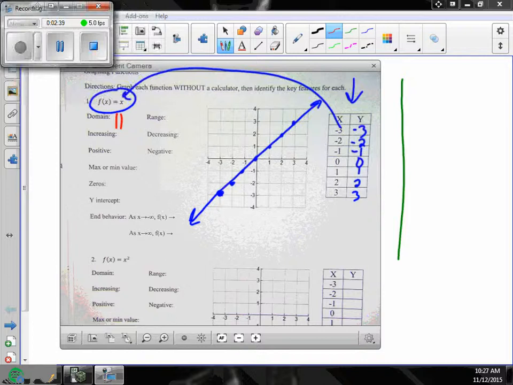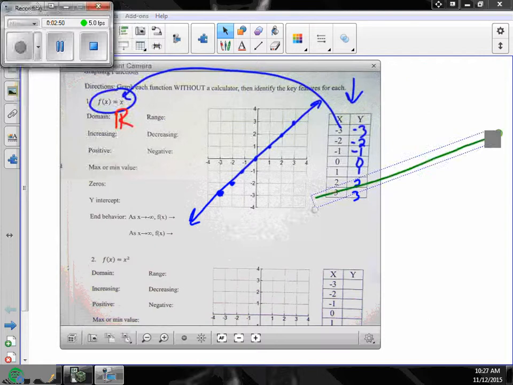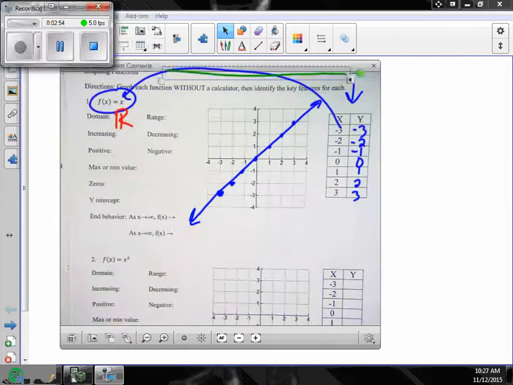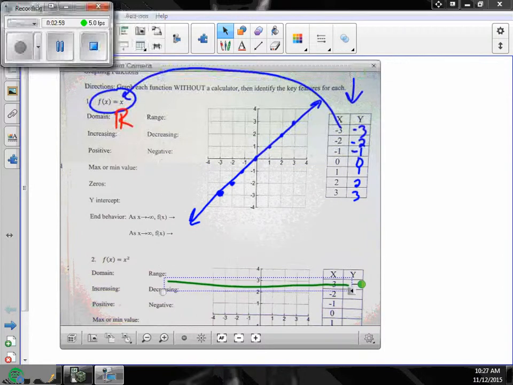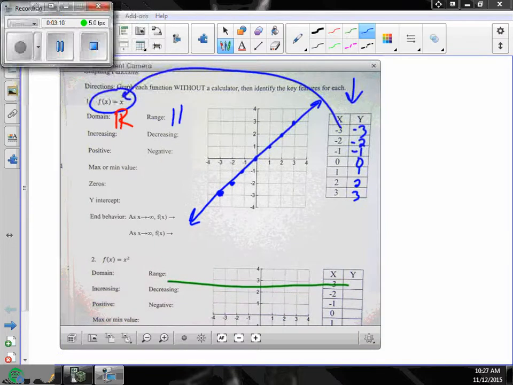So all real numbers. What does range mean? The y values. So I'm going to take this same line, but I want to rotate it 90 degrees, so now it hits the y-axis. Are there any y values that miss the graph? What about down here at -8? It's going to hit the graph over here in the corner, right? Because that line goes forever and the graph goes forever. So the range is also all real numbers.